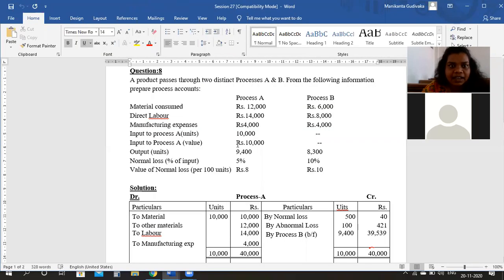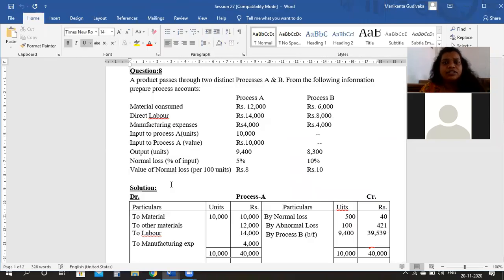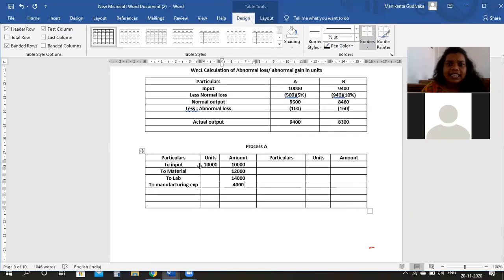Then we have manufacturing expenses of 4,000. Right here, 'To manufacturing expenses'. You have how much, ma? 4,000. I think that's all with your debit side. Yes or no, guys? We have covered all the things. Now, on the credit side, you will get the normal loss. Yes or no? We already discussed we have normal loss.